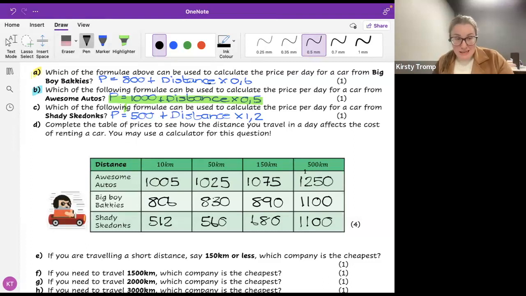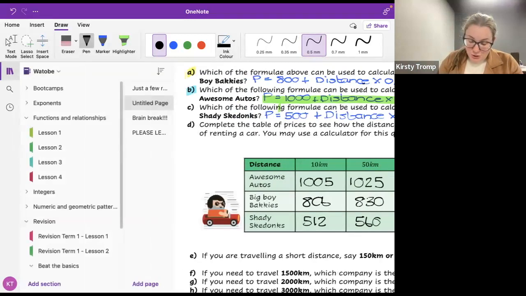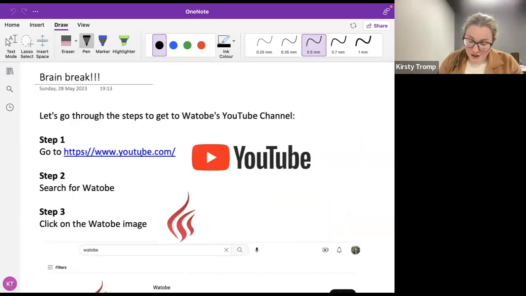The poll was on Monday night, but there definitely is a quiz, and make sure you do the quiz. Tara Jane just said she did the quiz and got full marks. Well done, Tara Jane. So let's have a little bit of a brain break.